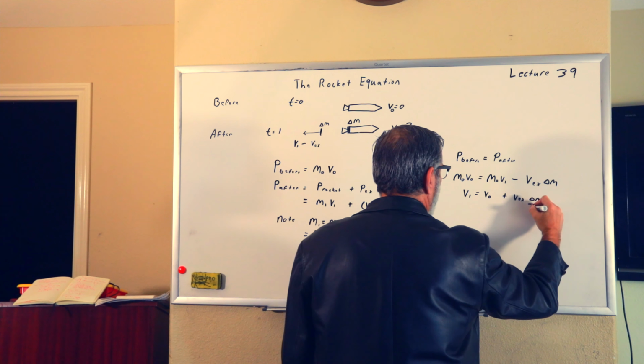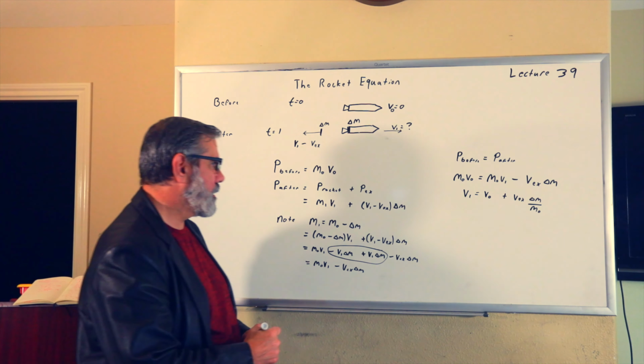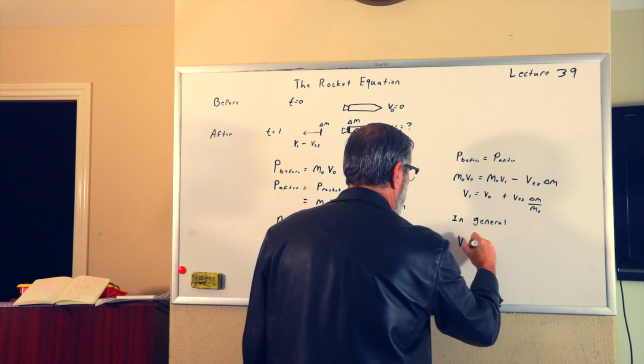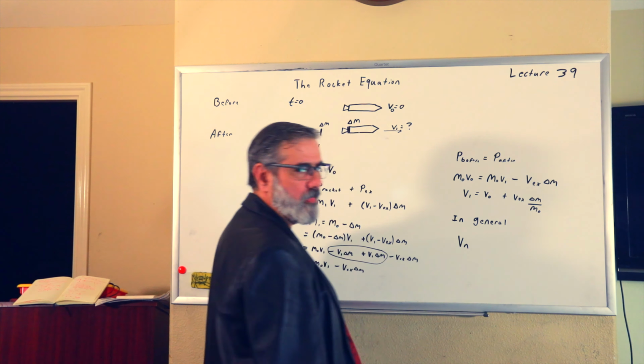That's for one time step, going from t equals 0 to t equals 1. We can generalize this for any time step. So I'll say for the nth time step in general, V sub n is equal to the previous time step, the n minus 1 time step, plus the exhaust velocity times delta M divided by the previous mass, M sub n minus 1.